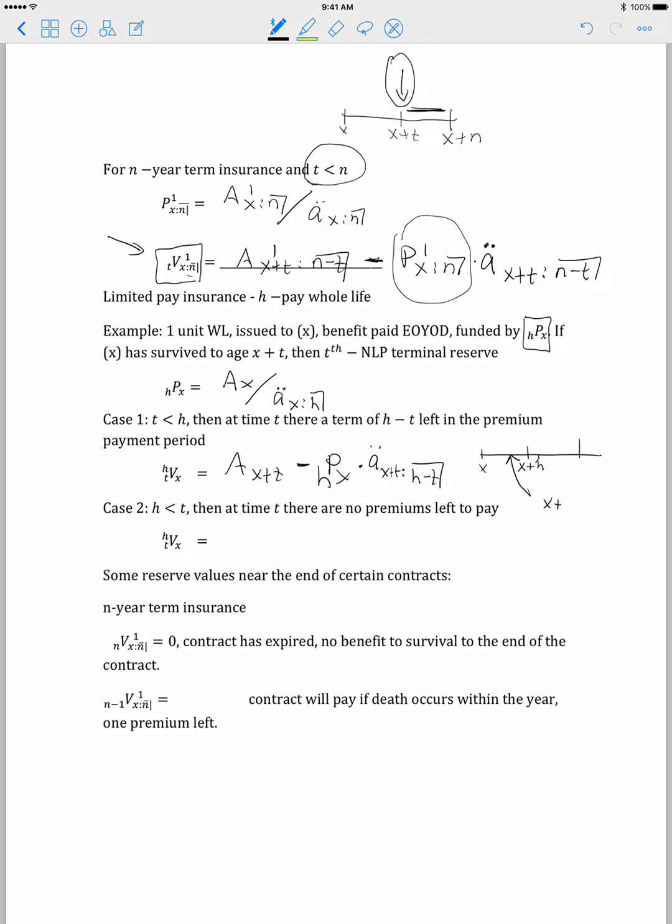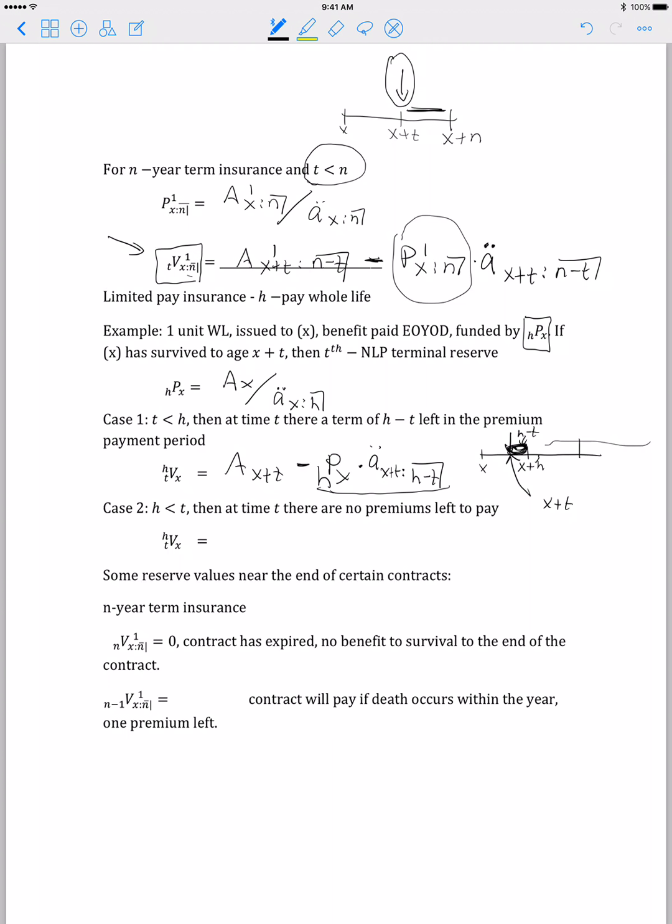Actually, T is less than H, right? So I'm here, I'm still in this premium paying period, but the amount of time left is only H minus T. That's the amount of time left. So this gives me the actuarial present value of future premiums, and then premiums stop, but the policy continues. It's a whole life policy.